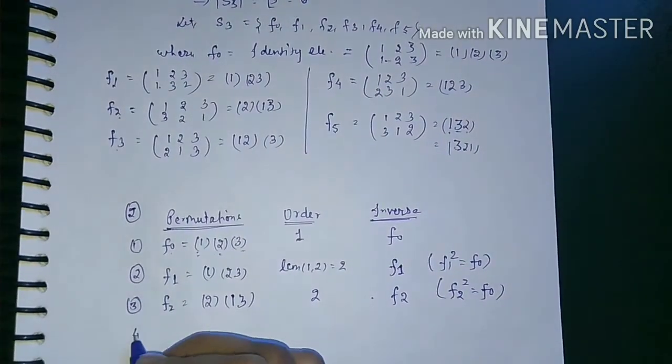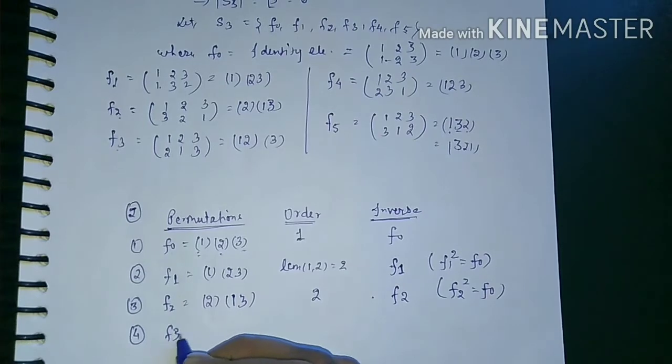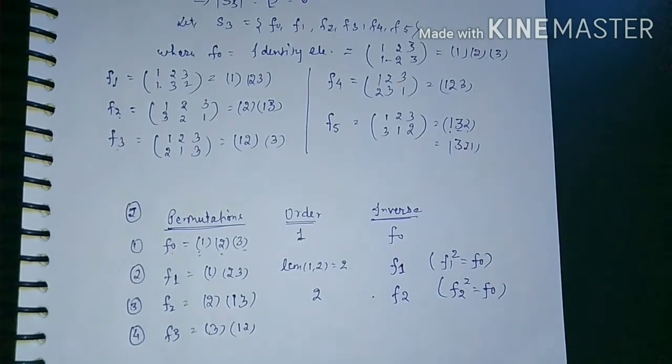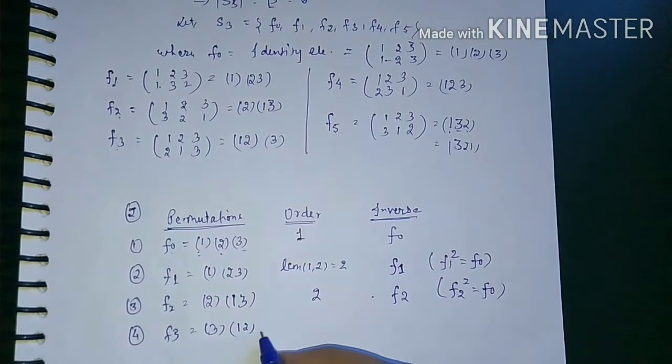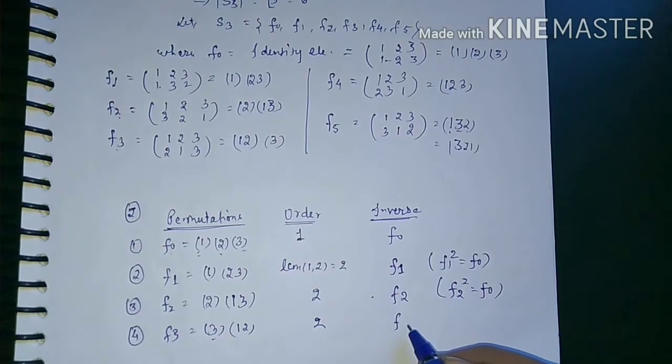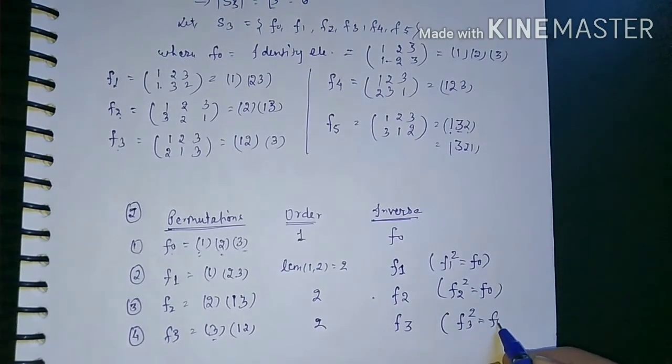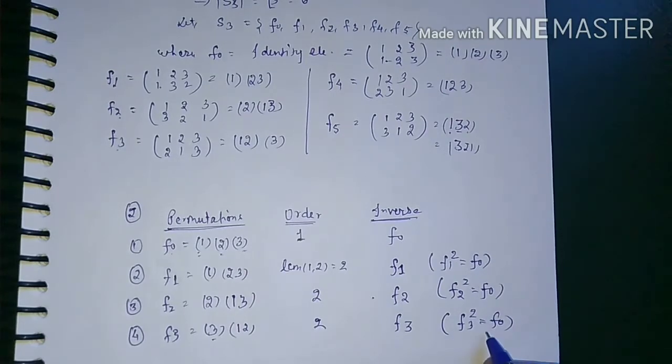Next, the fourth element, that is F3, is equal to (3)(1, 2). Again it has order 2, because the LCM of the length of 1 and the length of this cycle, 2, is 2. So the order is 2, and it is again self-inverse. That is, the inverse of F3 is F3. And similarly F3 square is F0 by the definition of the order of any element.